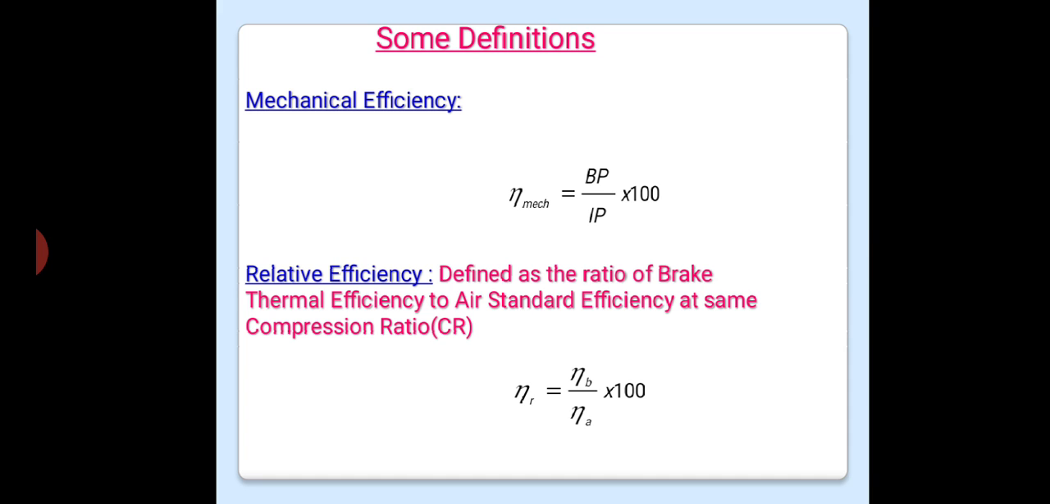Relative efficiency. Relative efficiency is defined as the ratio of indicated thermal efficiency to the air standard efficiency at the same compression ratio. So we can write over here, relative efficiency is equal to indicated thermal efficiency upon air standard efficiency into 100. Relative efficiency based on brake thermal efficiency.